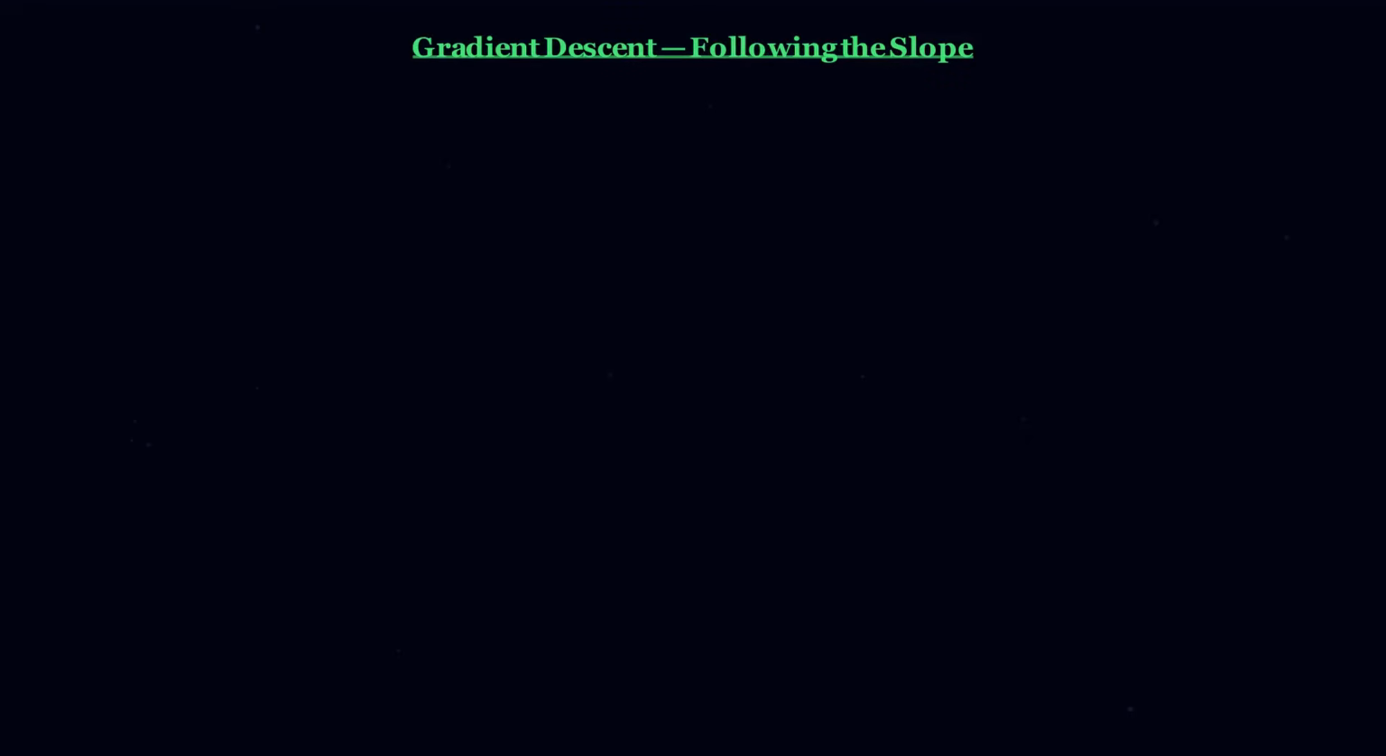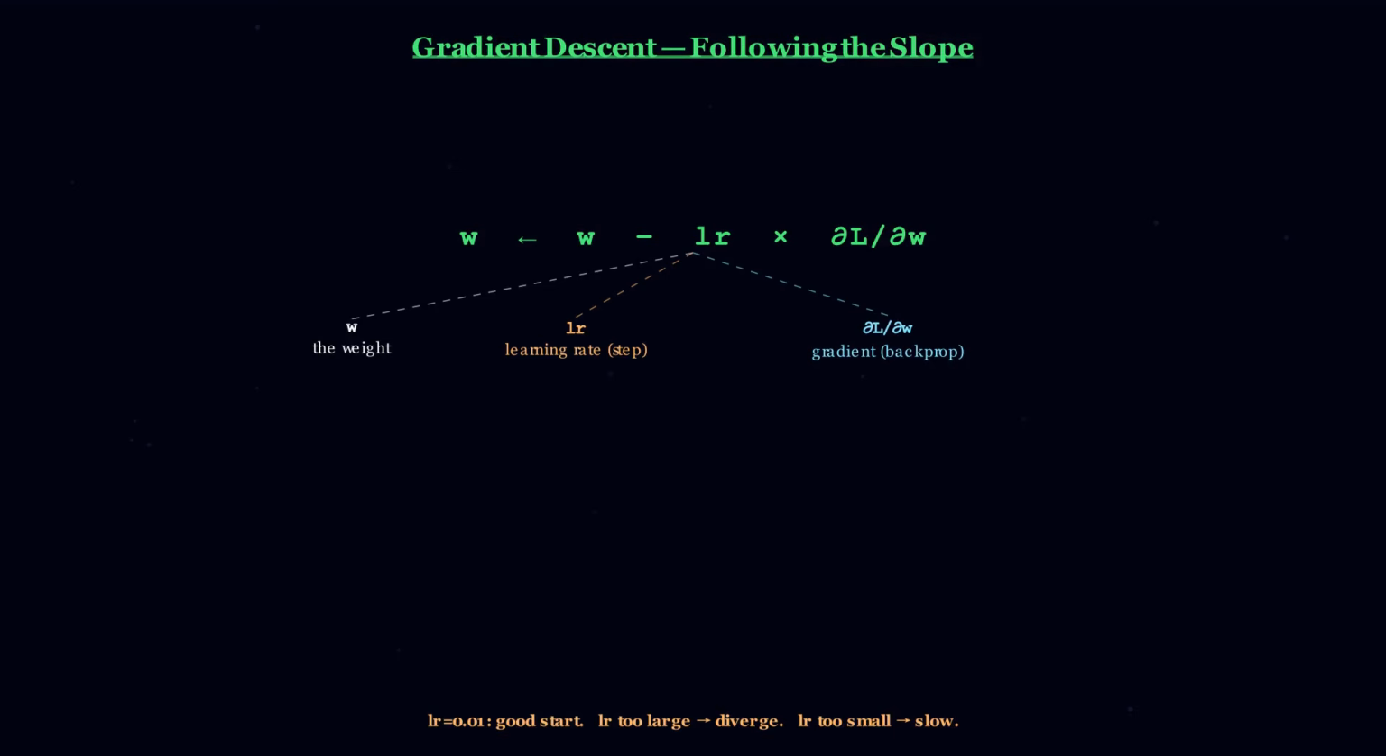Gradient descent, the optimization algorithm that uses the gradient to update weights. The update rule: new weight equals old weight minus learning rate times the gradient of the loss with respect to that weight. The minus sign: the gradient points uphill, so we subtract it to go downhill. The learning rate controls step size. Too large, you overshoot the minimum and the loss oscillates or diverges. Too small, training is very slow. Typical starting values: 0.01 or 0.001.